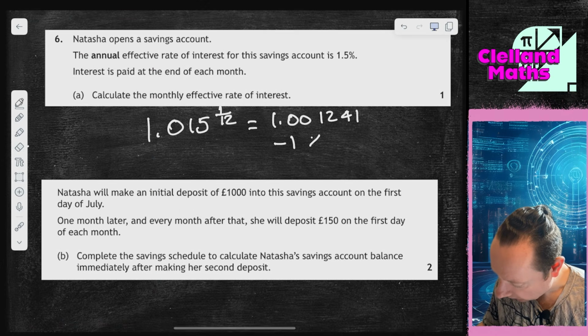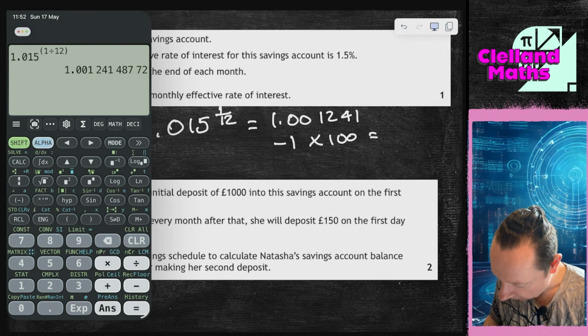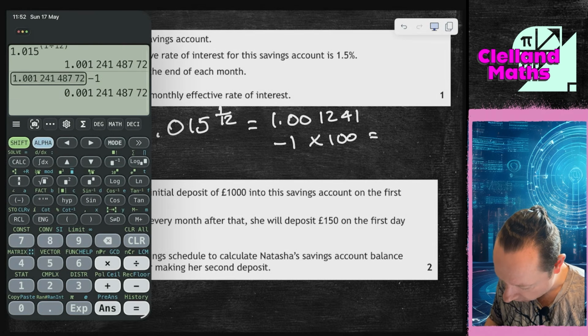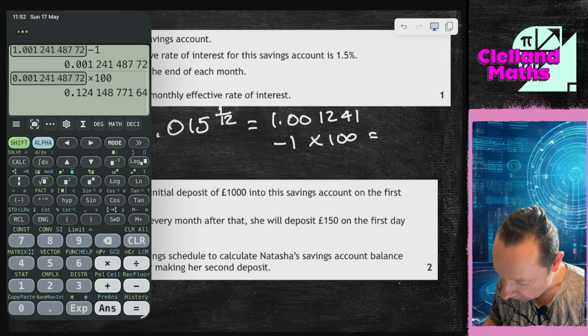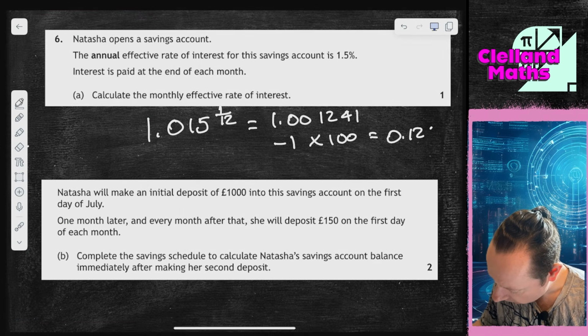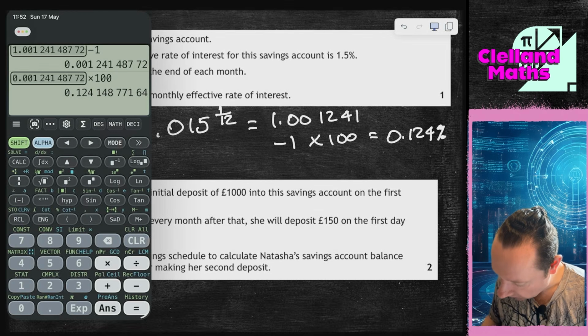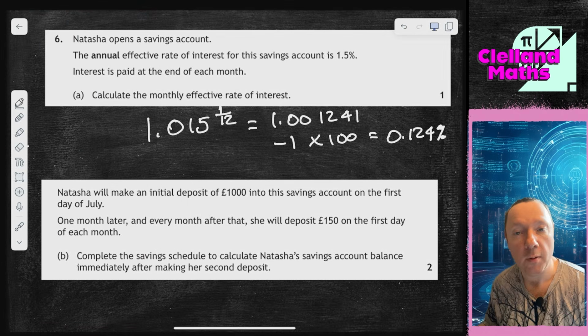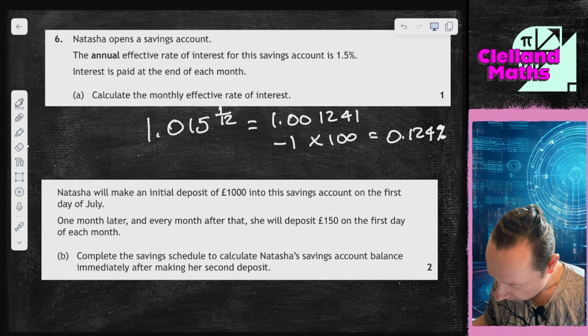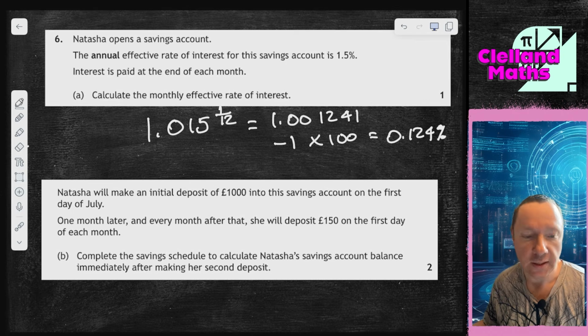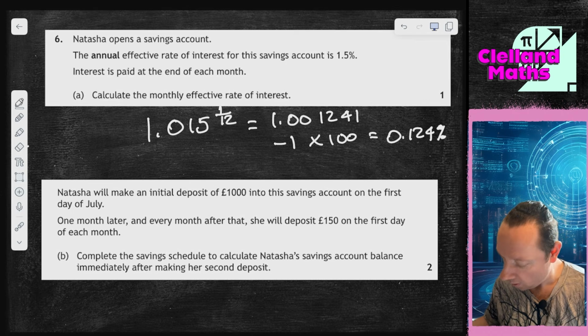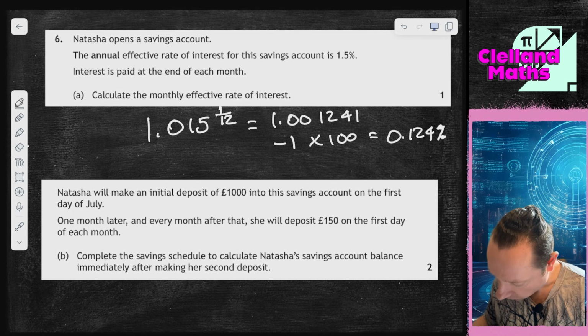So I need to take away 1 and times 100 to get it back to a percent. And never round, minus 1 equals times 100 equals 0.124%. I've done it to 3 decimal places. I think 2 would probably be fine, 1 wouldn't. So I'm going to use 3 decimal places when I do my question next, but you can maybe use 2.